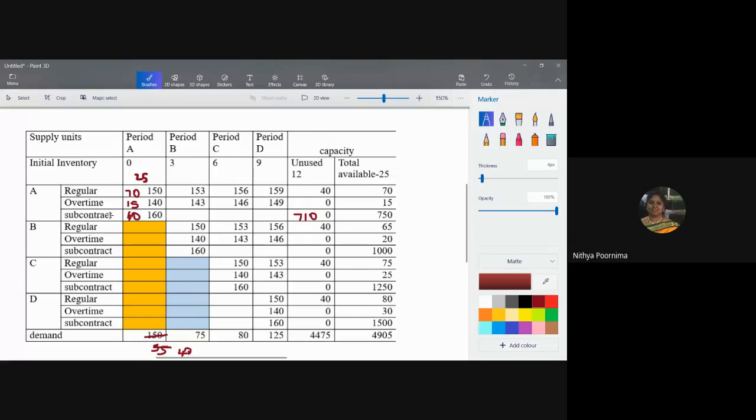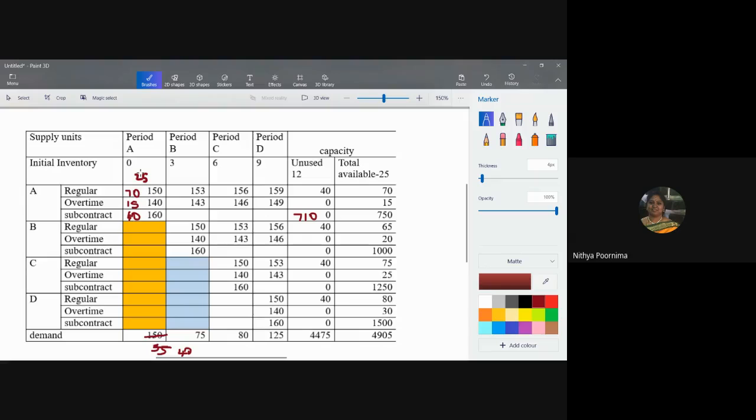Any doubts here? We are just going to allocate the resources based on the demand and capacity. The first, our initial inventory is given as 25. We need to maintain that. So I'm allocating here because in the statement of the problem they have given us that the initial inventory should be 25. So I'm allocating 25. Next for regular, the capacity is 70. I've allocated 70 and made sure that it does not cross 150.